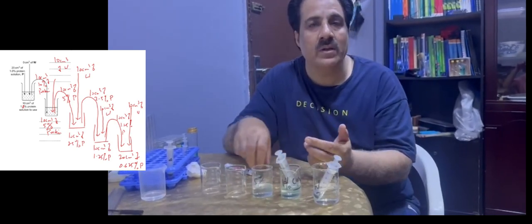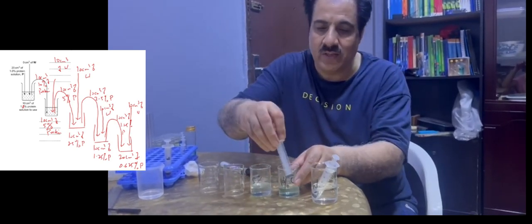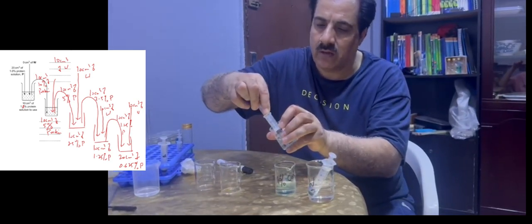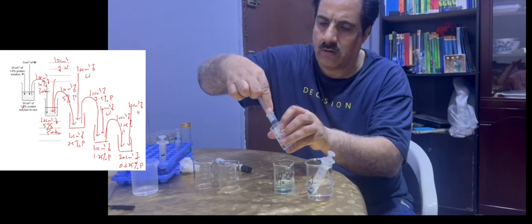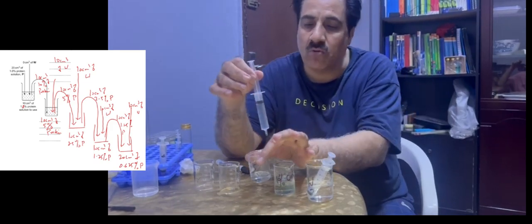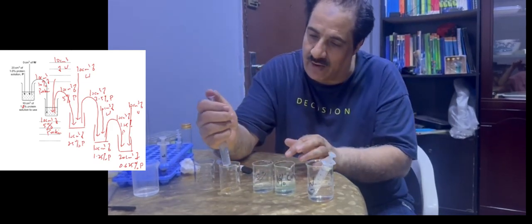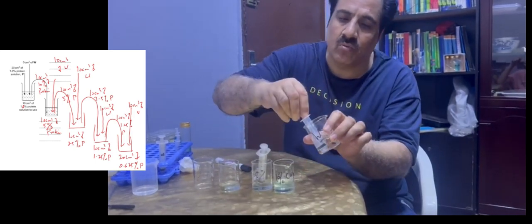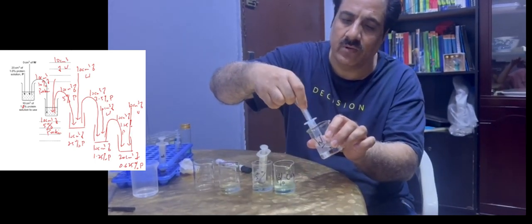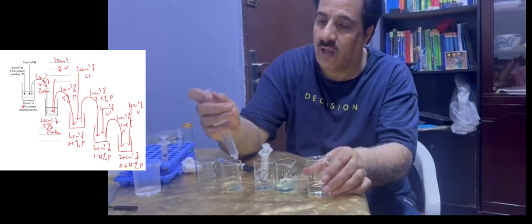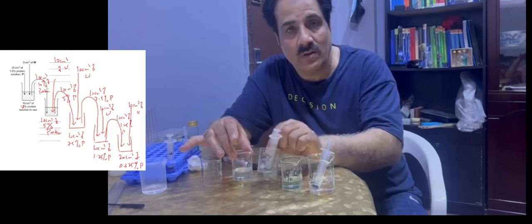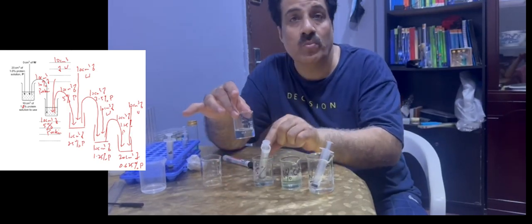Now we have to do the dilution successively. So in the next one, we'll take 10 centimeter cube out of this one. This is 10 centimeter cube of 5%. We'll add this to this one and we will add 10 centimeter cube of water to it. This is 10 centimeter of water. So now this concentration will be half of this one. So this was 5%, this is 2.5.